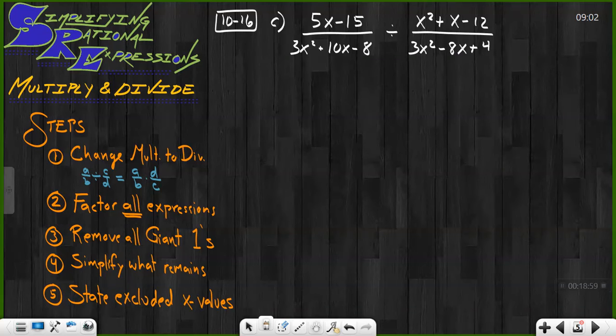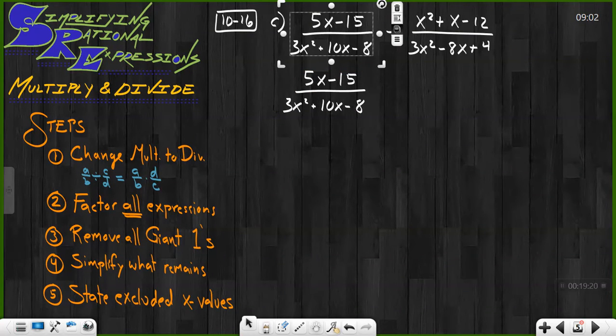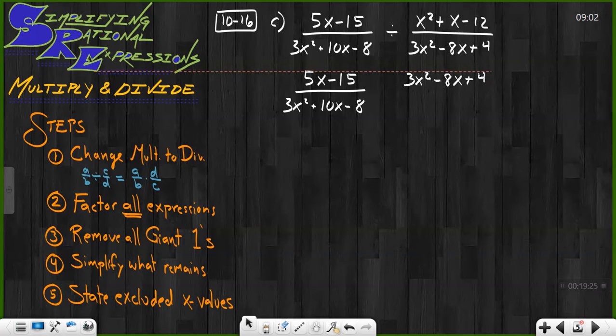All right, now all of a sudden, let's put some variables in here. I'm going to do this one for you, show you how it is, and then you're going to do the rest of these in 16 and then come back and check your answers. So take a look at this one here. Step number 1, change your division to multiplication. All right, so in this case, my first one is going to stay exactly the same. My second one, however, is going to change. I'm going to rewrite this by changing my division to multiplication and then flipping my second fraction there. So multiply, flip that second fraction.